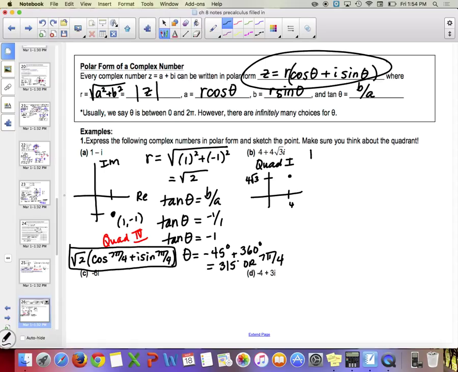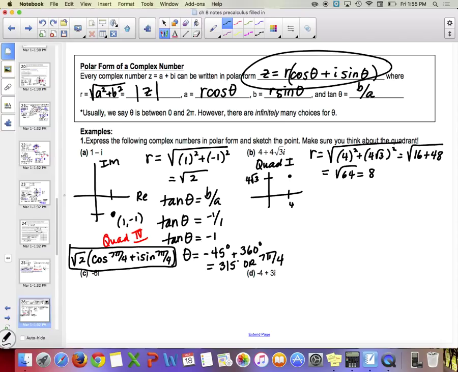Okay, so we go through the same process. We find r. We do the square root of 4 squared plus 4 root 3 squared. So we get the square root of 16 plus, do you guys know 4 root 3 times itself? Yep, good job, 48. Do you not use the i? No, because you're just using a and b, those coefficients, not the i. So we're going to have square root of 64, which is 8.